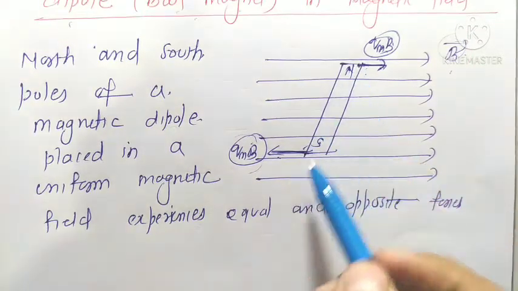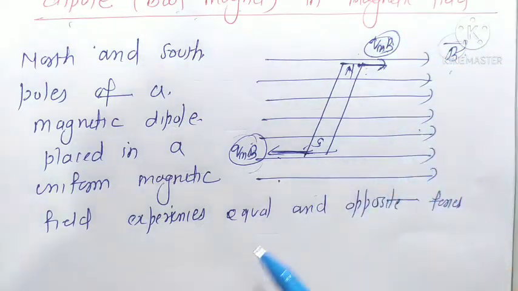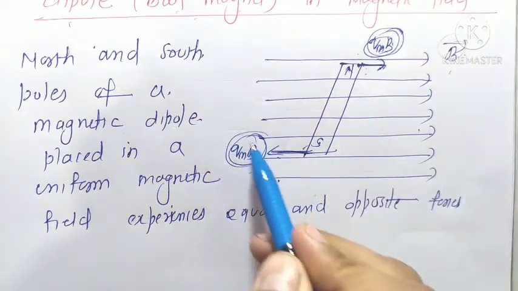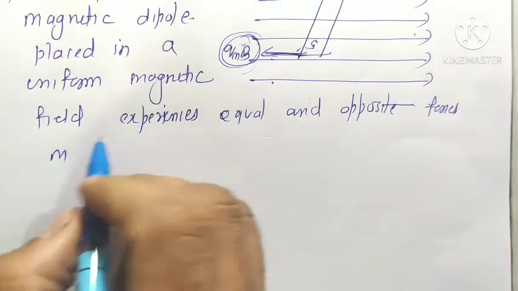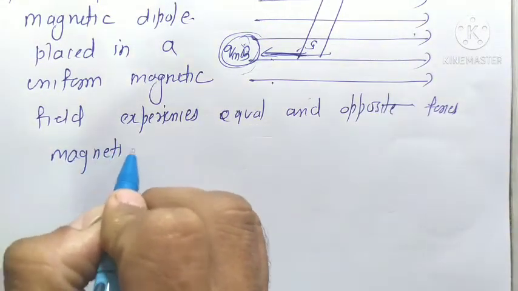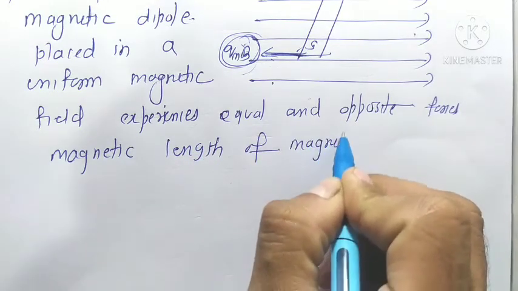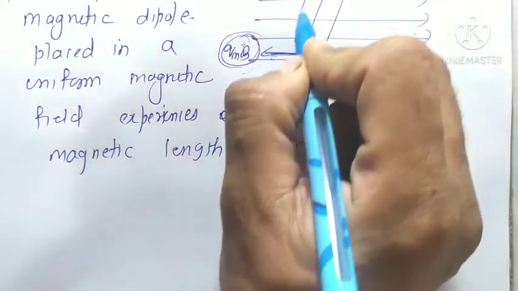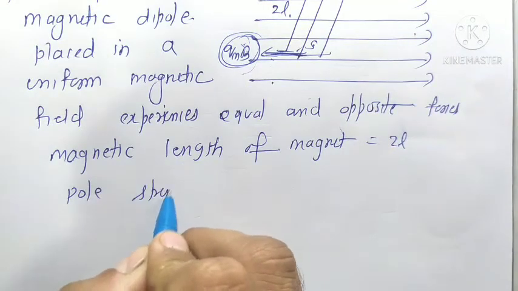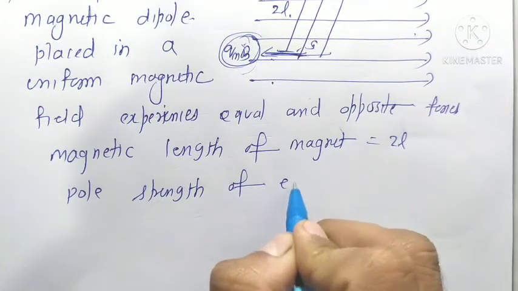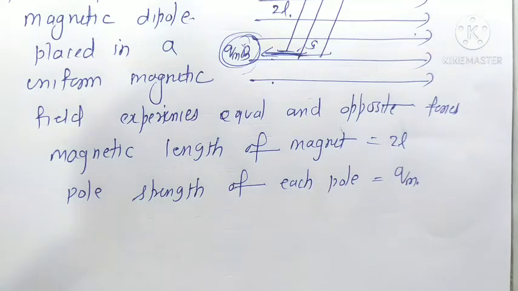So here, this north pole and this south pole of a magnetic dipole placed in a uniform magnetic field experience equal and opposite forces. Here the magnetic length of the magnet is equal to 2L, and the pole strength of each pole is QM.